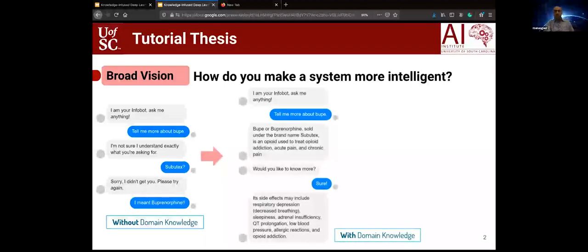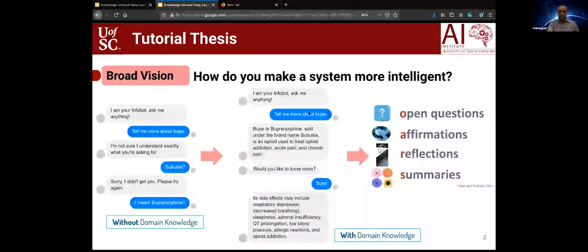What one expects is that if you have more specific questions and you want a more specific answer, then you definitely require the chatbot or the virtual assistant to have some kind of background information. So let's say I add or augment domain knowledge to the chatbot for better functioning. The takeaway we expect from this tutorial is how we can have a better version of a system which can take open questions, can have affirmations, be more reflective to the question being asked by the user, and should be able to generate summaries so that it comes in handy for the next conversation, so that every conversation is still within the context.